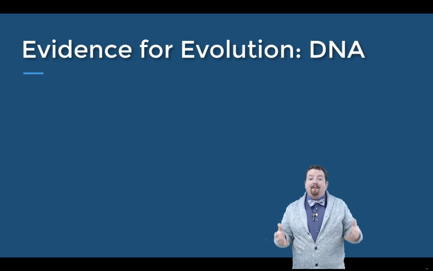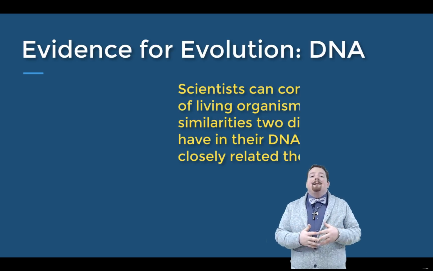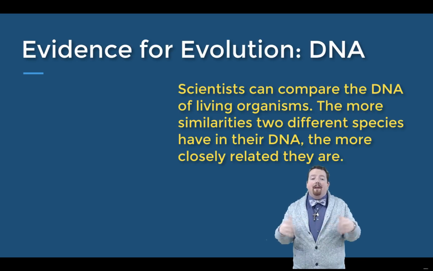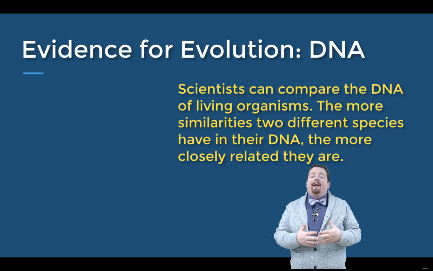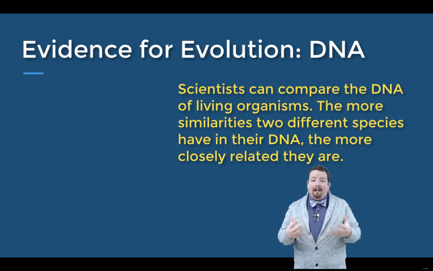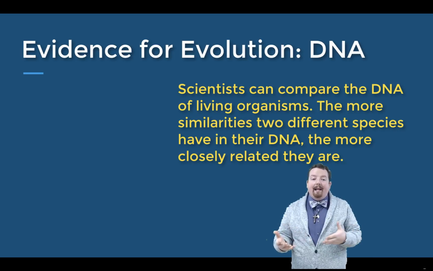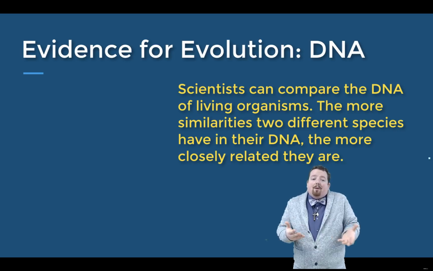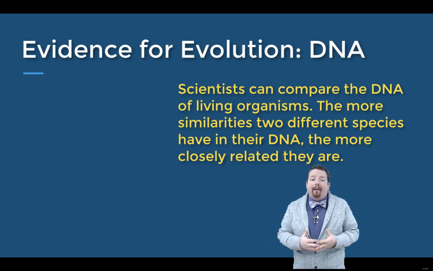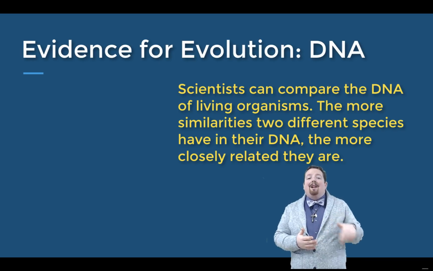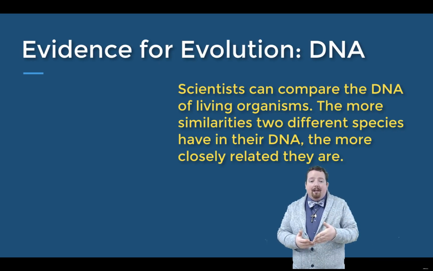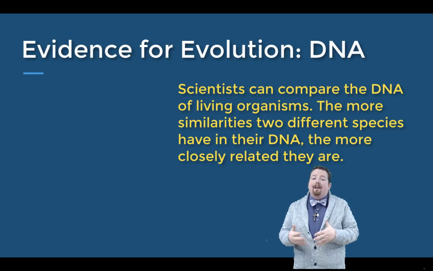DNA is another piece of evidence for evolution. Scientists can compare the DNA from two different living organisms. The greater the similarities are in the DNA, or the more similar the DNA is, the more closely those organisms are likely related to each other. DNA determines which amino acids get to make up a protein. In our bodies, there are 20 different amino acids.